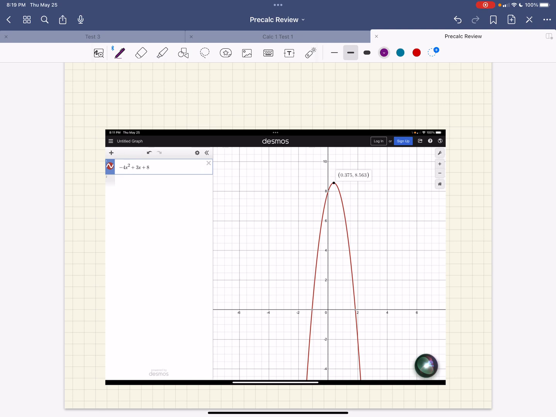Okay, so if we were to graph this, and that's not what the problem's asking us to do, but if we were to graph this, this is what the function would look like. This is what we're looking for right here, this vertex. The vertex is what's going to tell us if it's a max or min.